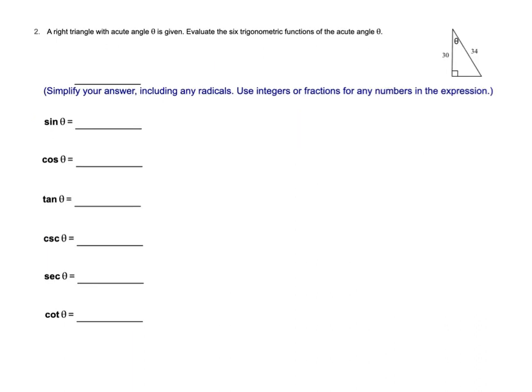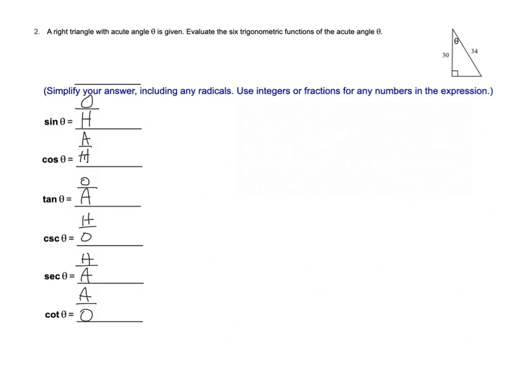Okay, number 2. This is just like the last one. So let's fill in before we start. Sine is opposite over hypotenuse. Cosine is adjacent over hypotenuse. Tangent is opposite over adjacent, and then we flip. I'll go ahead and fill this out. It works just like the last one. Remember, that came from our SOHCAHTOA.